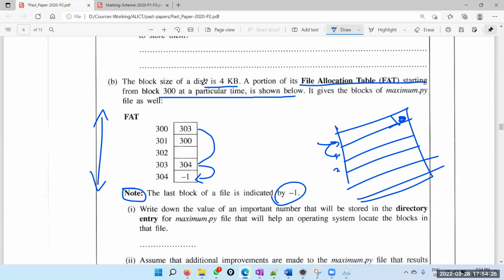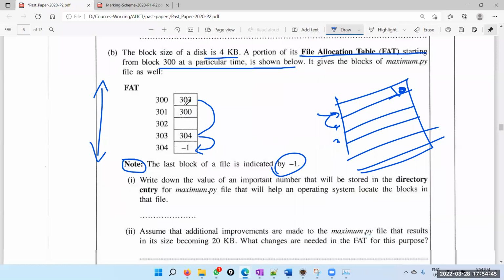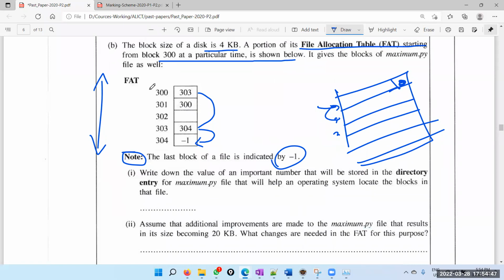Right. And the block size of the disk is 4 kilobyte. That means every block is 4 kilobyte. Right? 4 kilobyte, 4 kilobyte, 4 kilobyte. Okay. Now what is the question? Now read the question again. The block size of the disk is 4 kilobyte. A portion of the file allocation table starting from block 300, right? At a particular time is shown below.